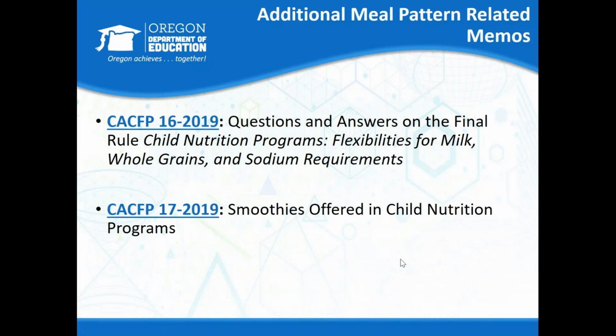So those are those 6 memos that were released last year that added new items to the CACFP and to all child nutrition programs. Now we're going to take a look at 2 memos that were released in October 2019. The first is a follow-up memo with questions and answers on rules related to flexibilities for milk, whole grains, and sodium requirements. The second one is an update on smoothies in the child nutrition program.